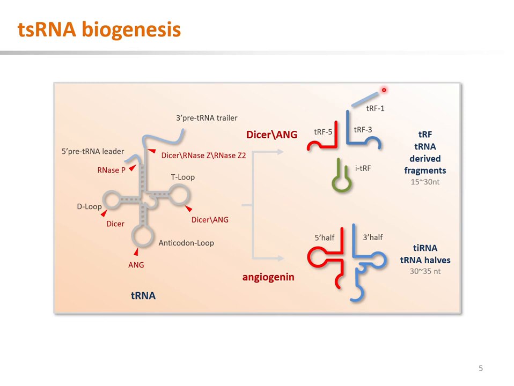tsRNAs are induced under various stress conditions, for example, hypoxia, nutrient deficiency, viral infection, and heat shock, and can also be produced constitutively in cells such as hematopoietic stem cells.